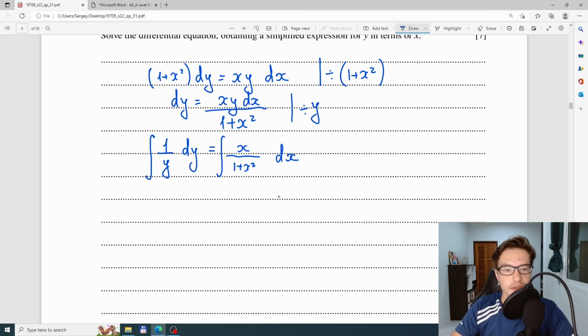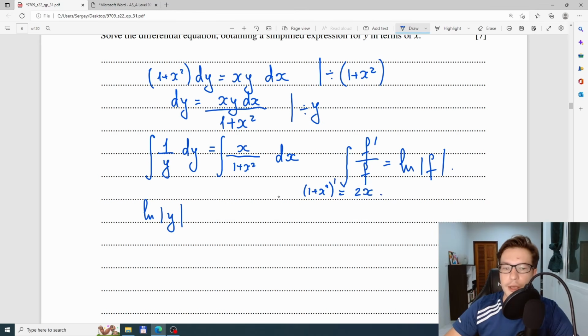Integral of 1 over y dy is going to be natural log y. Then the integral of the right side is a bit more complicated. You'll have to remember this formula: the integral of f derivative over f is going to be natural log of f. Now, let's differentiate the bottom part of this fraction, and we'll get the derivative of 1 plus x squared equals 2x, which is kind of the same stuff as on top of the fraction, but apart from the 2.